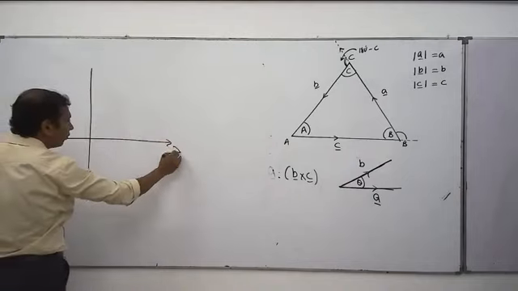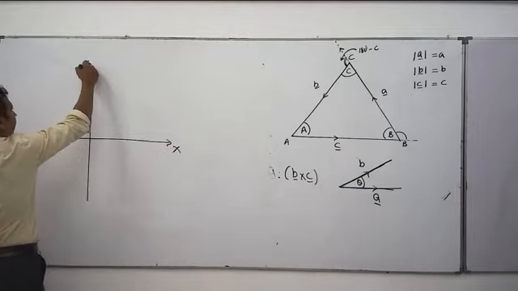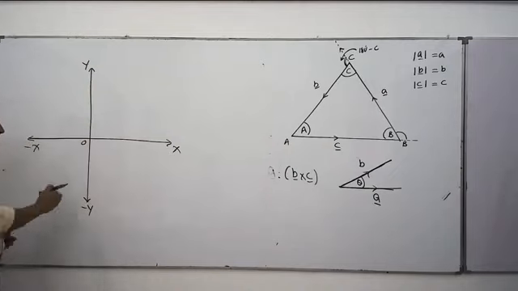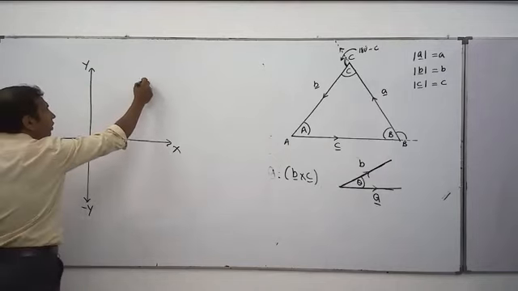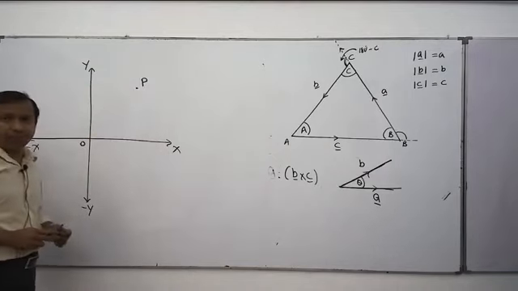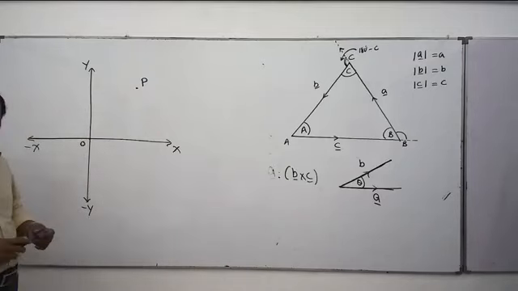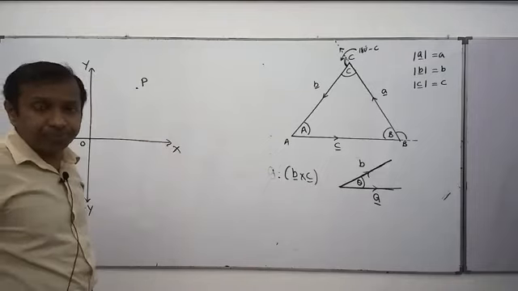This is x-axis, negative x-axis, y-axis, negative y-axis. This is O. Right. Now suppose here we have a point P on the board. Somebody is at O. This person at O needs to go to the point P.